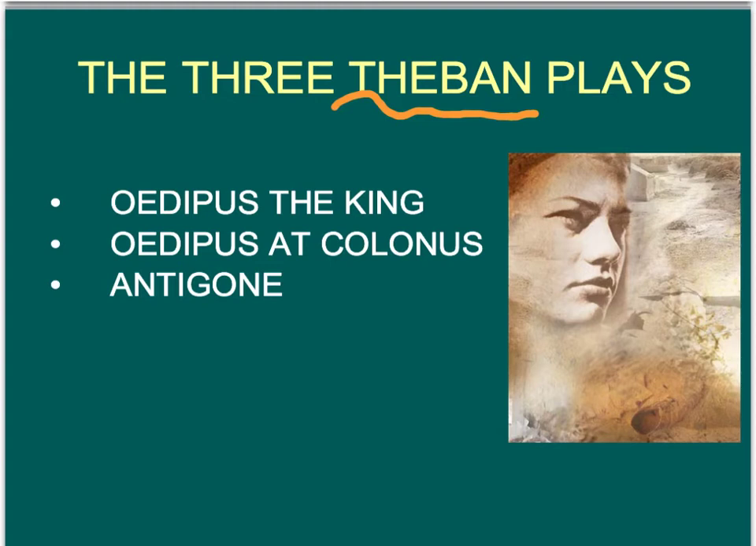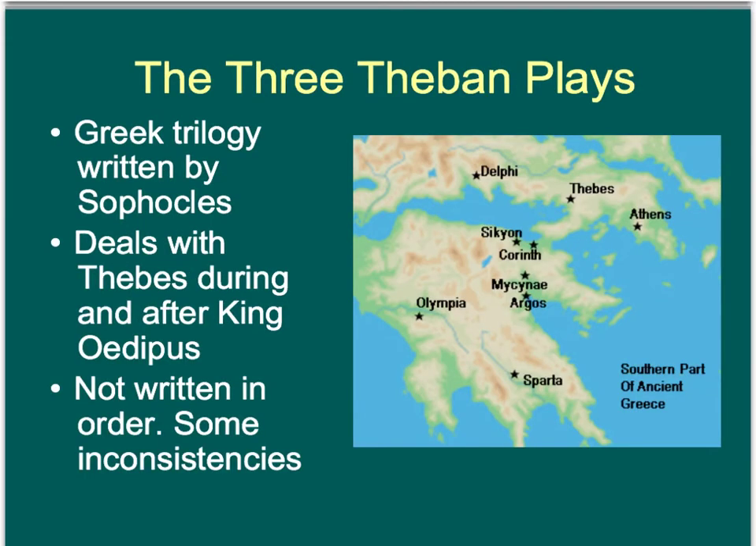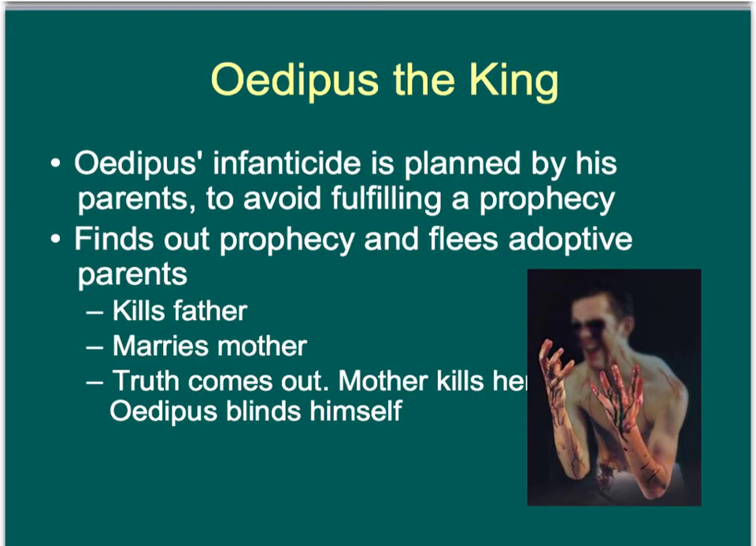It is pronounced Oedipus. The O is silent. It is weird. Yes, I know that. So the 3 Theban plays are written by Sophocles. It deals with the city of Thebes during and after King Oedipus. They're not a true trilogy. Here's Thebes. And there are some inconsistencies, but more or less call it a trilogy and we're good.